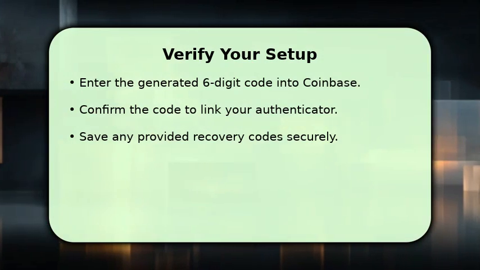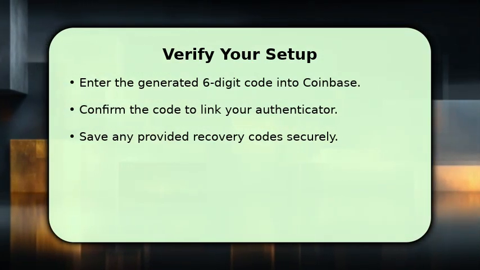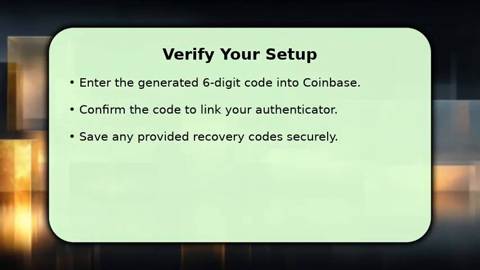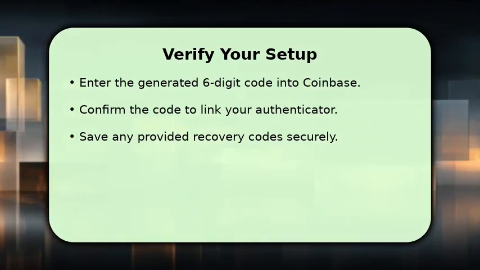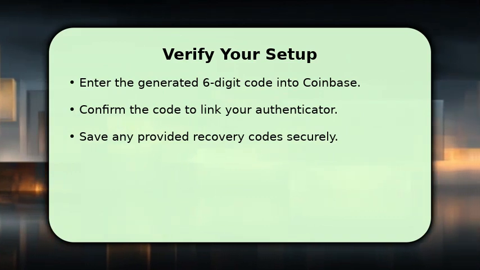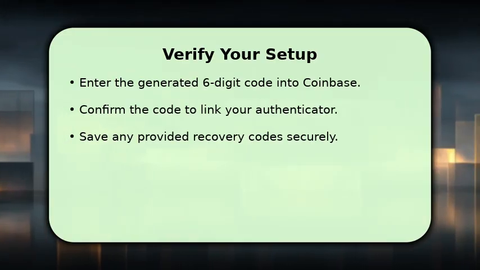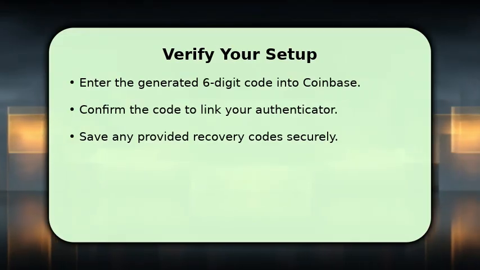Once you've scanned the QR code or entered the key, your Google Authenticator app will immediately start generating 6-digit codes. Go back to the Coinbase setup page and enter the current code displayed in your Authenticator app. This verifies the connection. After entering the code, confirm the setup. Coinbase will then provide recovery codes. Make sure to save these in a very secure, offline location.